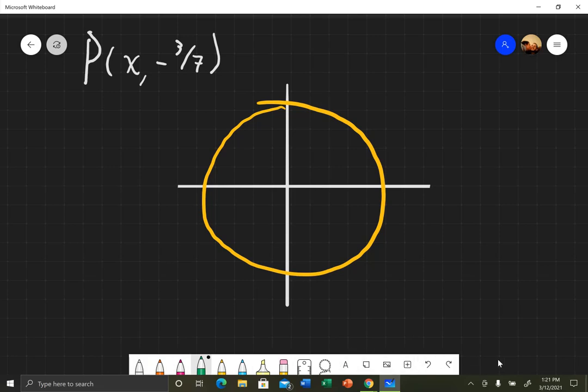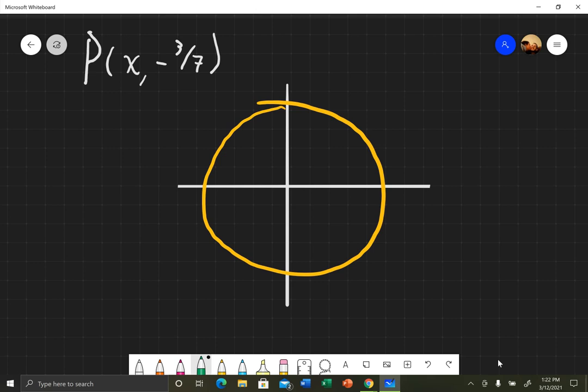Okay, guys, so this is going to be a video on how to find a missing coordinate or a missing point on the unit circle. And so I've got this point here. I've got P equals (x, -3/7). And so what I want to do is see if I can figure out what that x value is going to be.